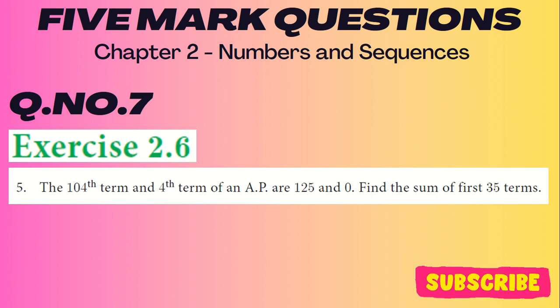Question number 7 is exercise 2.6, question 5. The 104th term and the 4th term of an AP are 125 and 0. Find the sum of the first 35 terms. That is, the 104th term and the 4th term are 125 and 0 respectively.